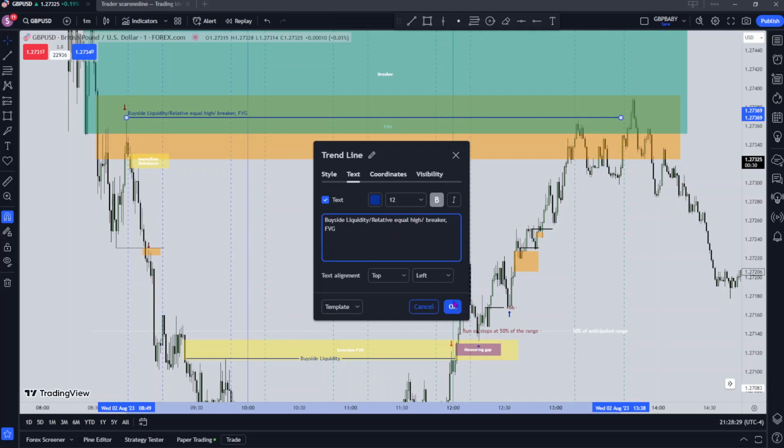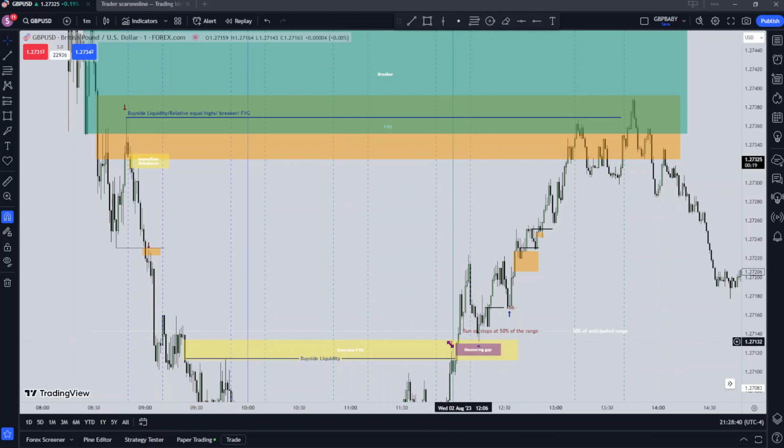So we have all of these. We have buy side liquidity, we have relative equal highs, and we have a breaker and a fair value gap, which all tips its hand to being somewhere we would anticipate price to want to trade to. And remember, guys, I'm learning just as much as you guys are learning here.